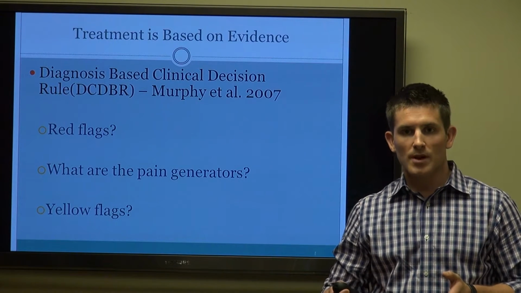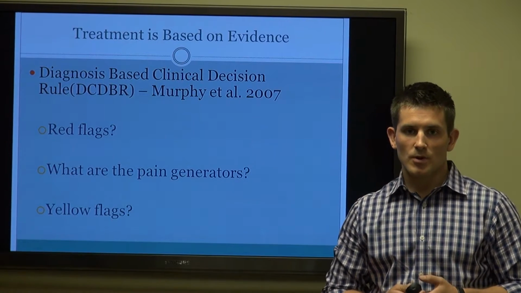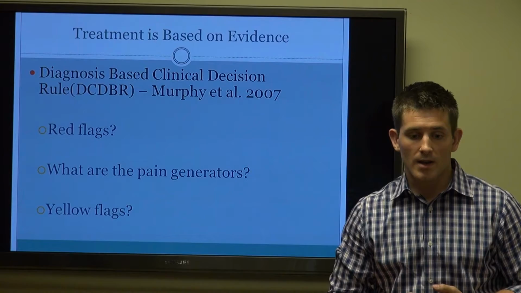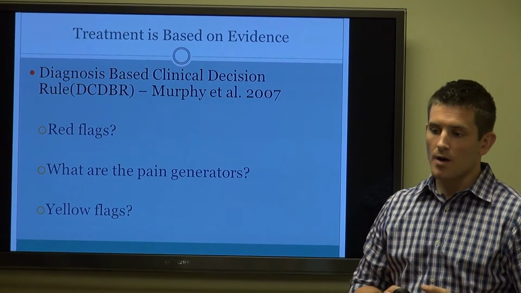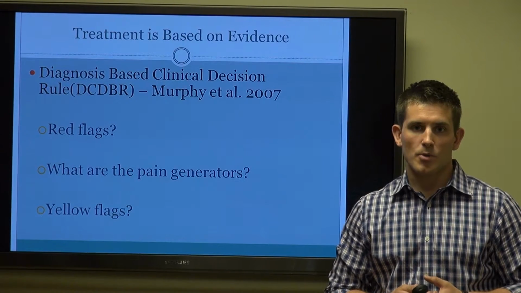From there, we rule out the red flags. We're looking at what are the pain generators. There's certain pain generators we look for specifically when it comes to spinal pain. We'll go over those. And then we look at yellow flags. What other things contribute to this patient as a whole that would lead to the presentation of pain?